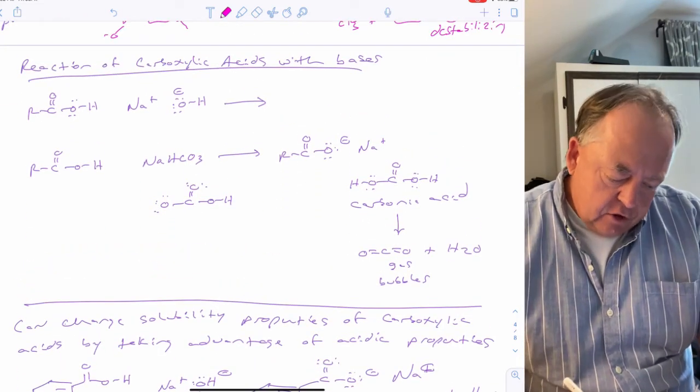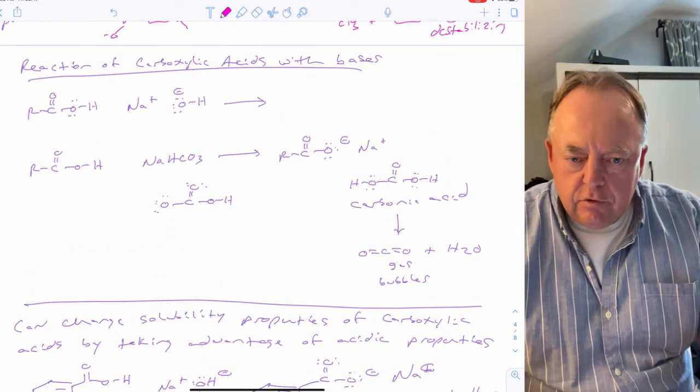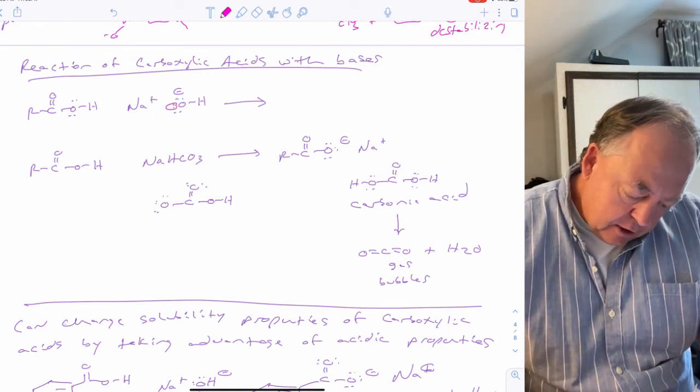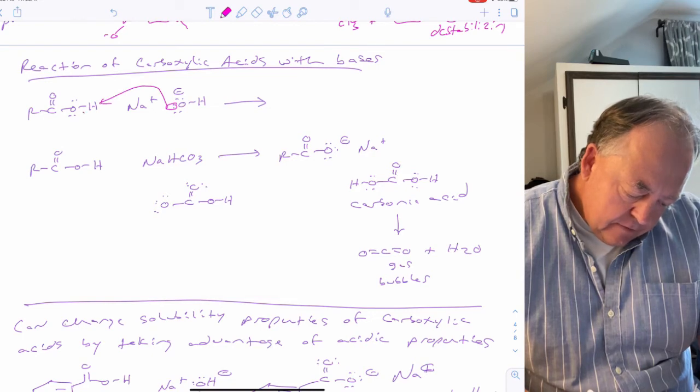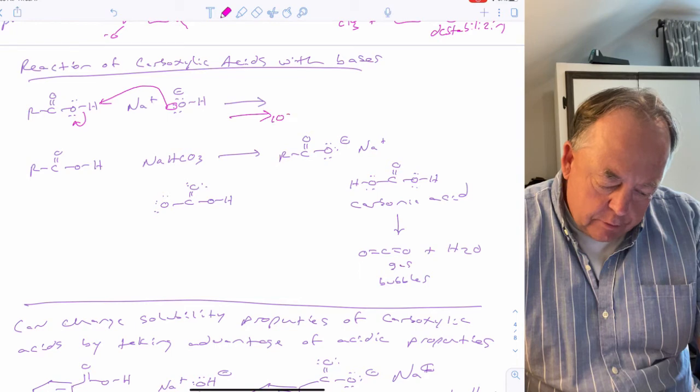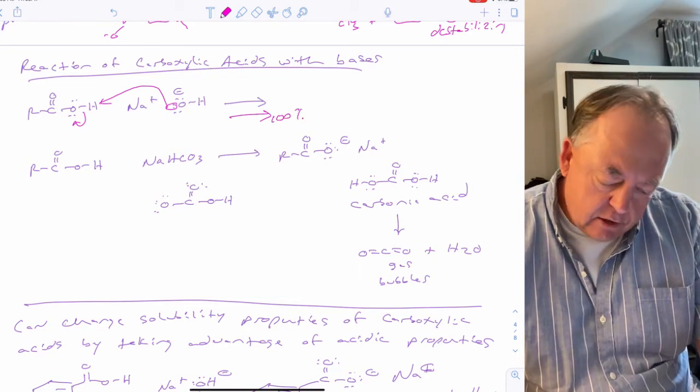Okay, so since carboxylic acids are acids, if you react them with bases, then they're just going to do an acid-base reaction. So if you had hydroxide as a strong enough base to totally deprotonate a carboxylic acid, that reaction lies 100% to the carboxylate form.